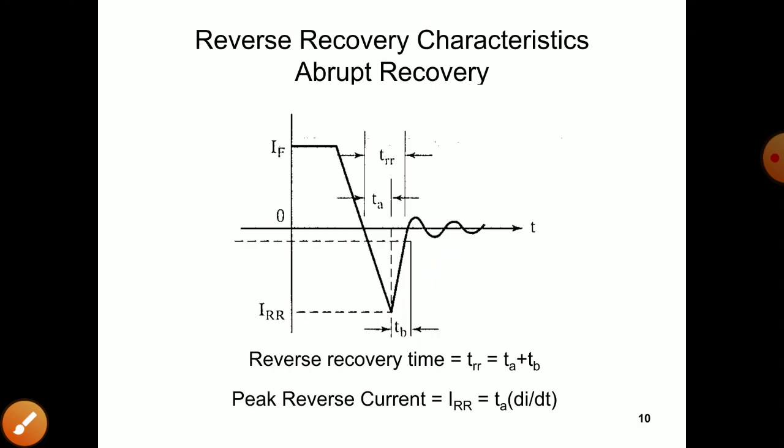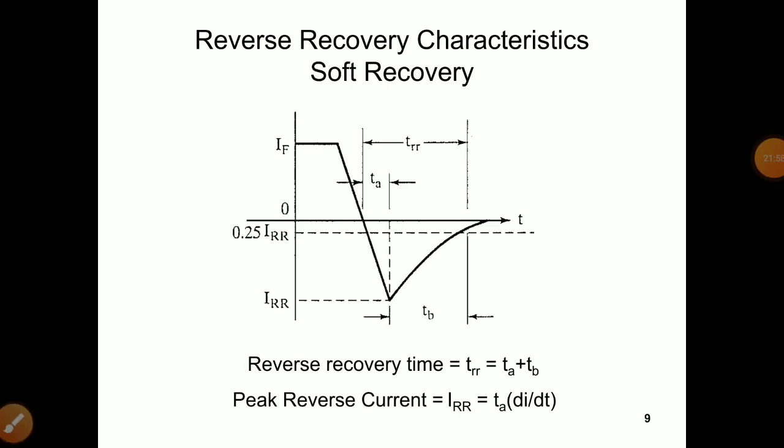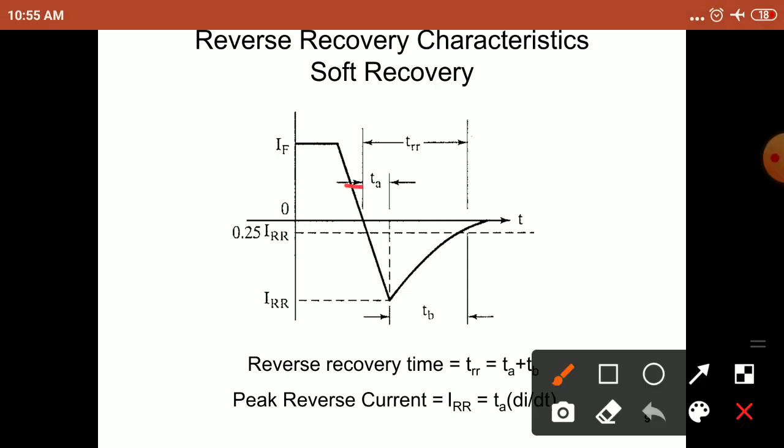So we have abrupt recovery. Look at this, just look at TA and TB here. TB is large here and TA is small. That means the recovery of the diode happens slowly in a very linear manner, and that is why it is soft recovery.